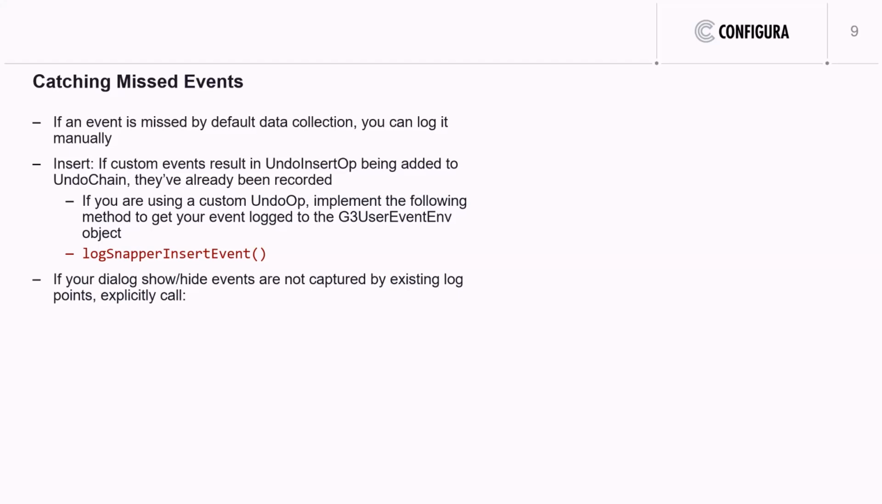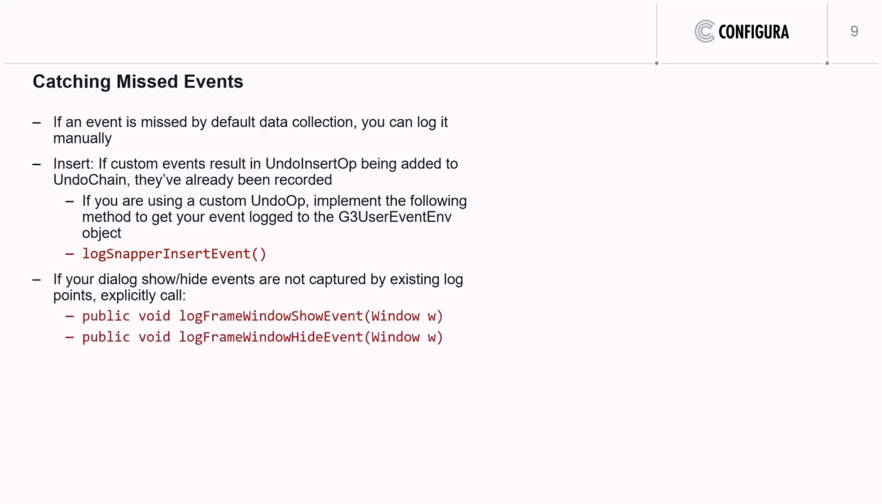Regarding dialogues, if your dialogue show and hide events are not being explicitly called, then you would just call log frame window show event or hide event. Those will do the exact same thing. They will log to the G3 user event environment for you.